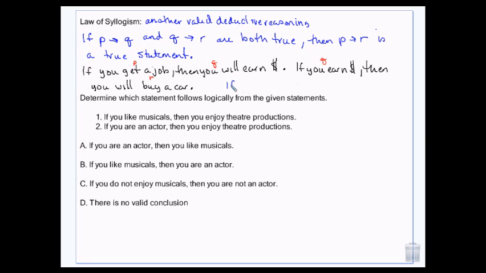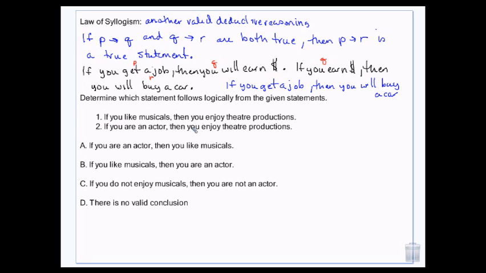So I could condense that to: if you get a job, then you will buy a car. Basically, we take out the middleman, the Q, the part that matches in both. We can take that out and take the original first hypothesis and the final conclusion and just push them together. Kind of like a dollar is 4 quarters, 4 quarters is 10 dimes, so a dollar is 10 dimes. You can take that middle piece out.